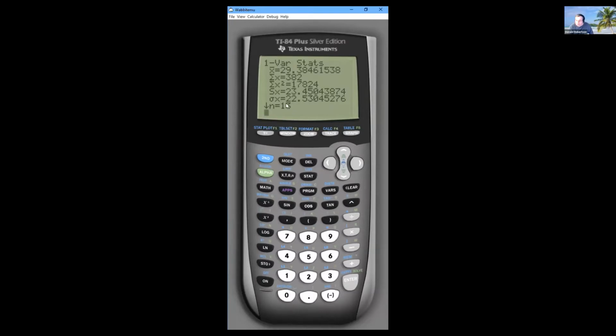There are 13 numbers there. Some stuff that we won't worry about until the next section. And if I scroll far enough, do you see MED, median? It's 23. So do you see it found the middle number, the median, 23. It found the mean, 29.4.